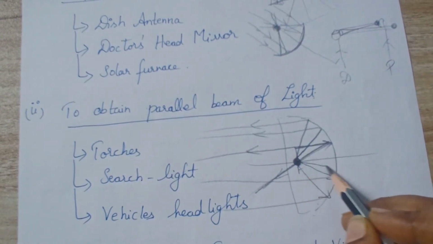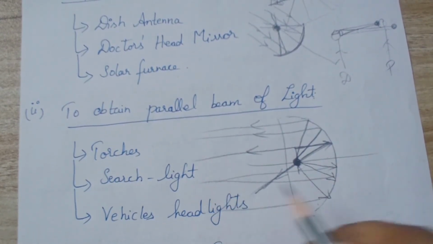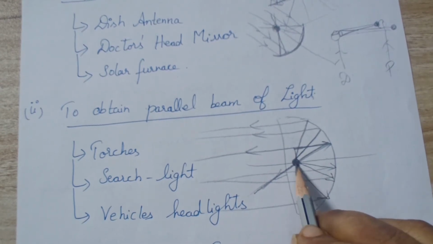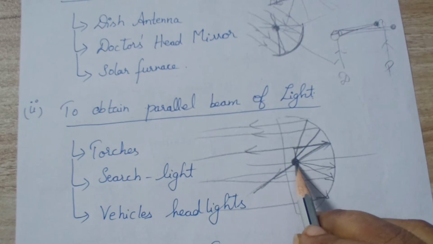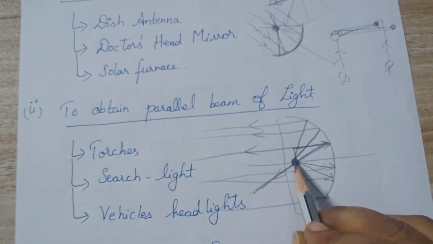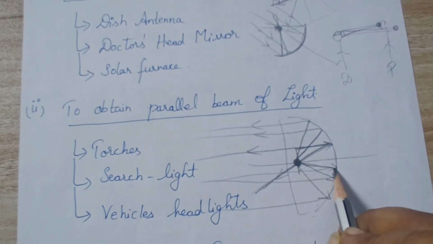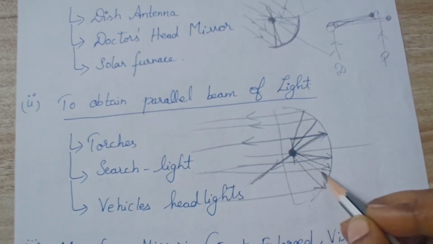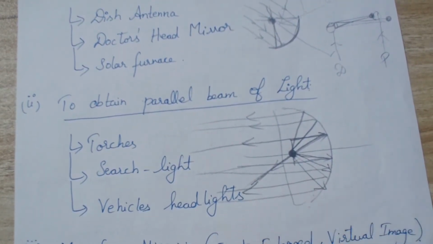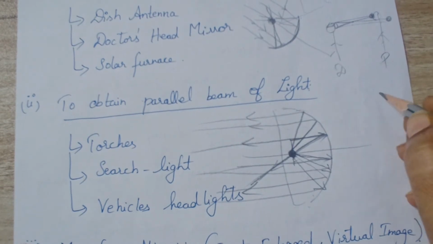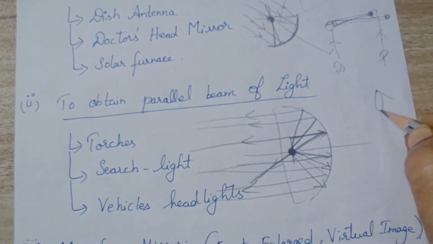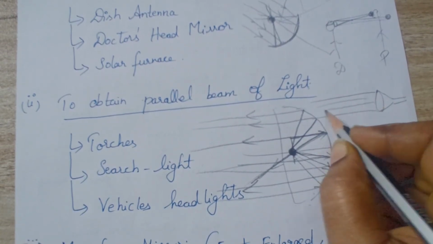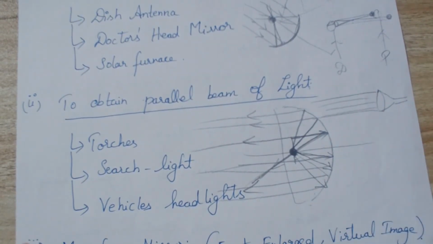right? It will strike the concave mirror, and because the light has passed through the focus point, it will be reflected back parallel to the principal axis. So you will get a series of parallel beams. This is how the torchlight works. You can imagine that, right? You will get a parallel beam of lights. This is how your torchlight works.